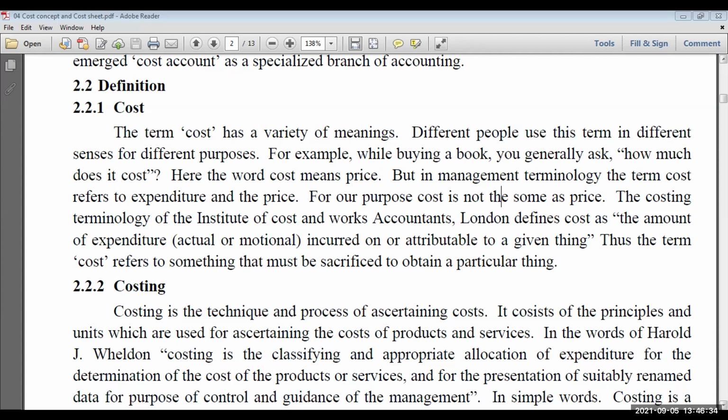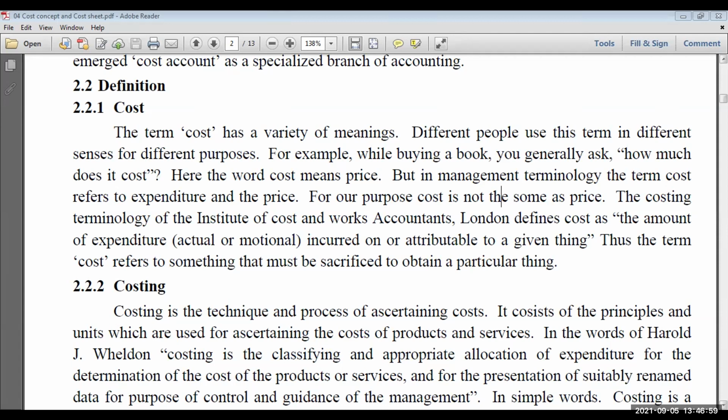I asked you to make a pen. What are the different costs involved in that? One is material cost. Another one is labor cost. Another one is expense cost. The fourth one is overheads. All indirect expenses are called overheads.